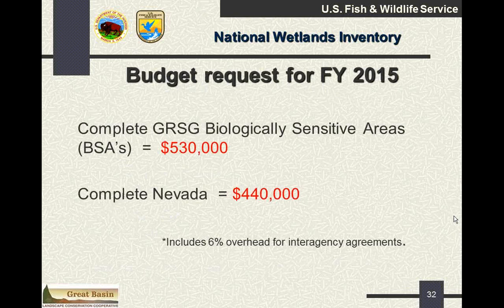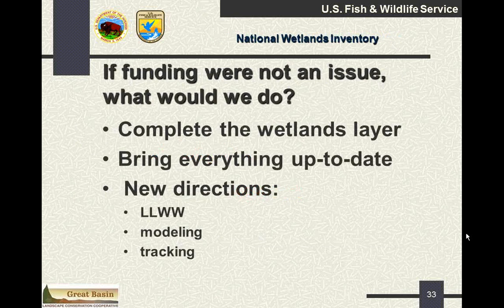And the rough cost estimate for those, which is actually a pretty accurate cost estimate, was that completing the rest of the Sage-Grouse priority areas would be a little over $500,000, and then completing the rest of the state would be $440,000. That actually includes the 6% overhead rate if it doesn't come from Fish and Wildlife Service itself, because if it's BLM funding or another agency, we have to charge that, unfortunately.